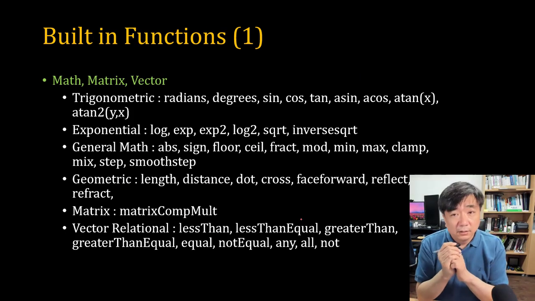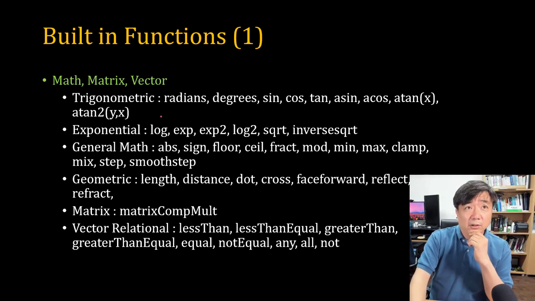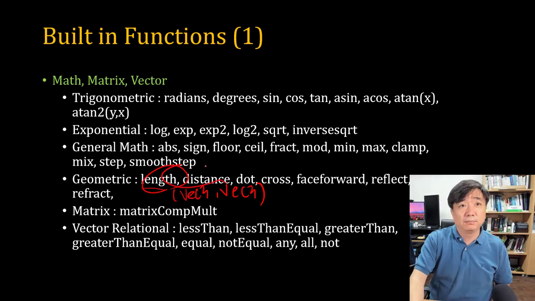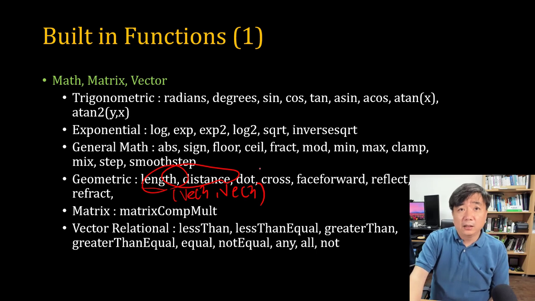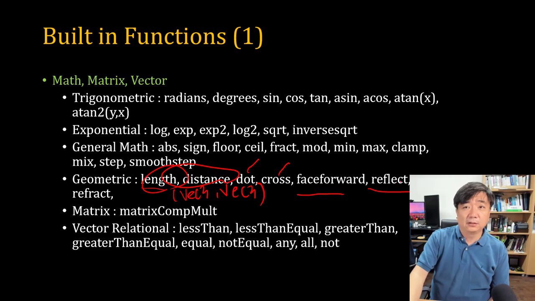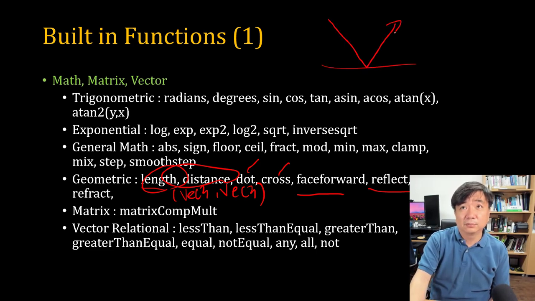Okay. There are so many built-in functions. For example, trigonometric functions: radians, degrees, sine, cosine, exponent, mathematical formulas, and length. For example, you can calculate the length between two vector points. With the distance function, it will return the distance between them. And dot product, inner product, cross product, faceforward, which returns whether the face is forward or backward. And reflect, which calculates a reflection. So, for example, if we input this vector and this vector, then the result vector will be returned from reflect.